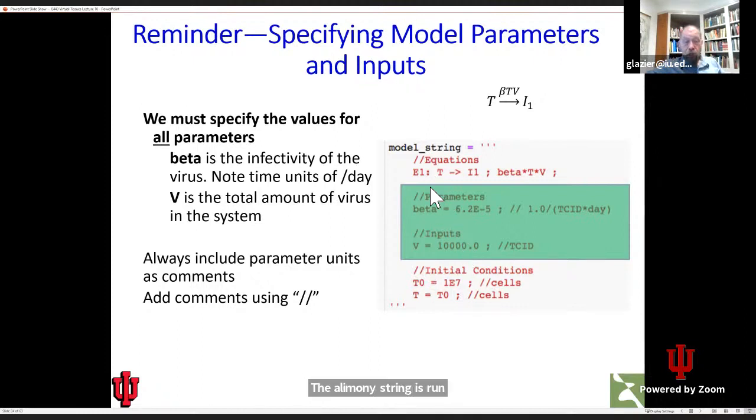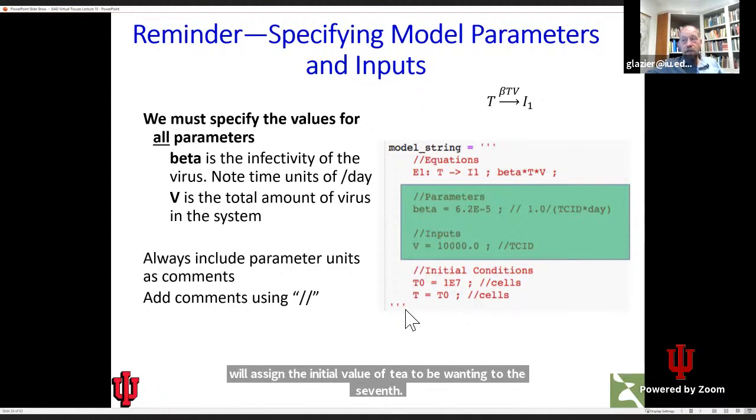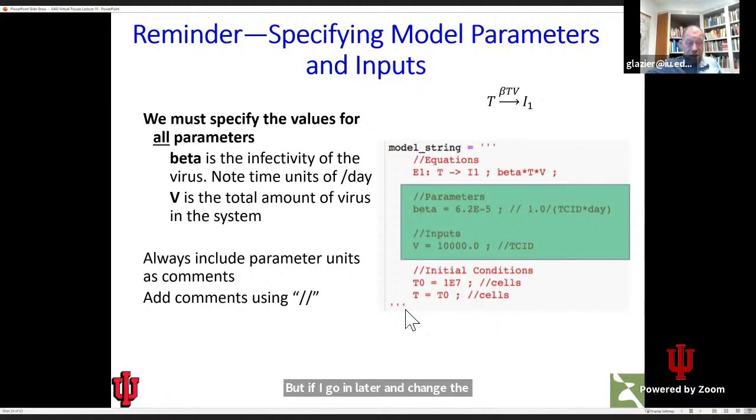The antimony string is parsed once. It's converted into an internal representation. That internal representation is run. So in particular, if I write something like T0 is equal to 1e7, T equals T0, that will assign the initial value of T to be 1e7. But if I go in later and change the value of T0, it does not change the value of T.